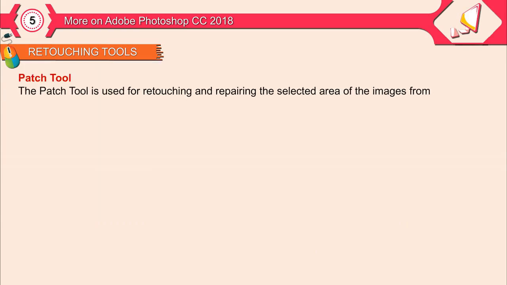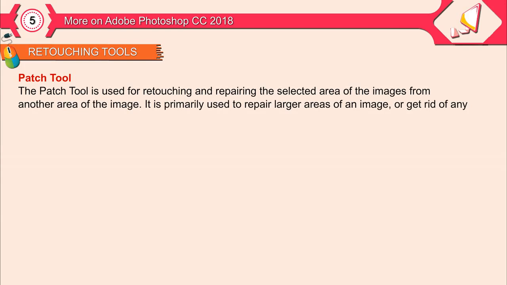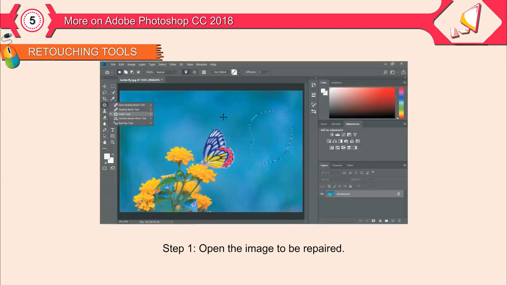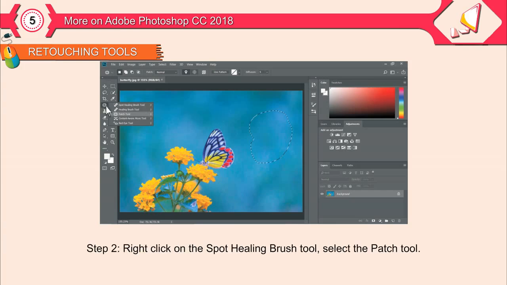Patch tool. The patch tool is used for retouching and repairing the selected area of the images from another area of the image. It is primarily used to repair larger areas of an image or get rid of any distractions or blemishes. To use the patch tool, follow the given steps. Step 1. Open the image to be repaired. Step 2. Right-click on the Spot Healing Brush tool. Select the patch tool.